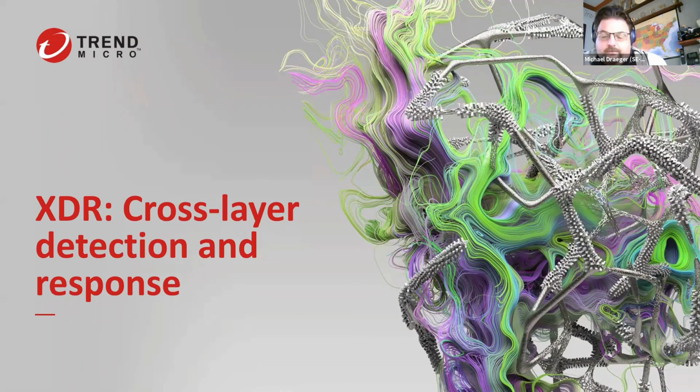So we're covering what is XDR. XDR, the official name is cross-layer detection and response. I also look at it as kind of like an enhanced EDR or extended EDR. So it goes above and beyond basic endpoint detection and response.